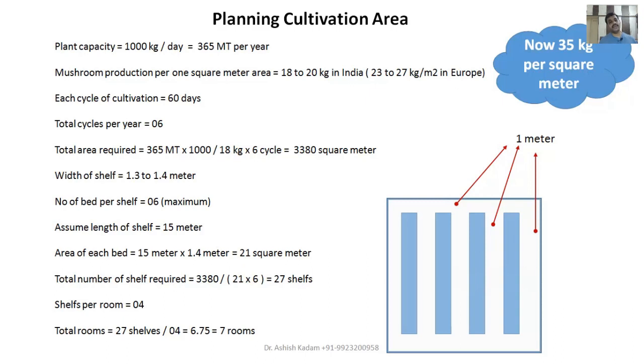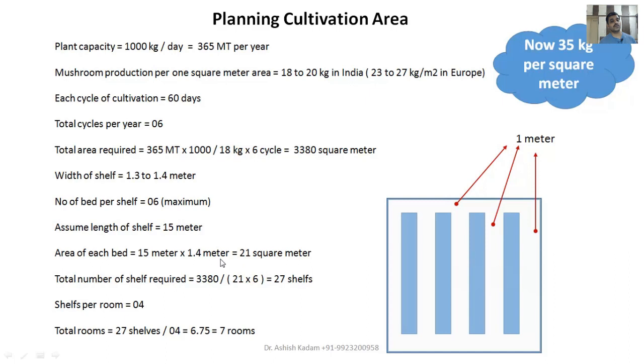But from my experience, a 15 meter length of the shelf is manageable and will give very good quality of production. So we are considering a 15 meter length of the shelf. If you consider 15 meter length and 1.4 meter as the width, then on each bed of the shelf, or each compartment I would say, you will get 21 square meter of area. So now we are targeting a production of 1000 kg.